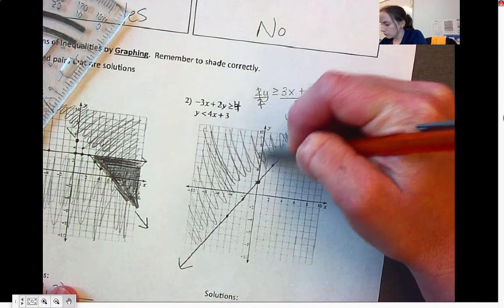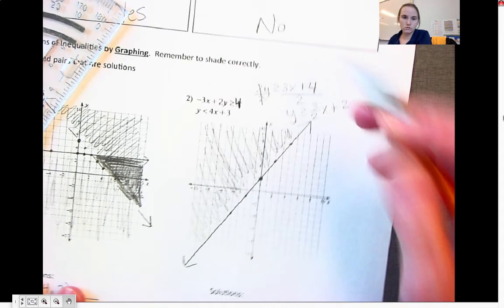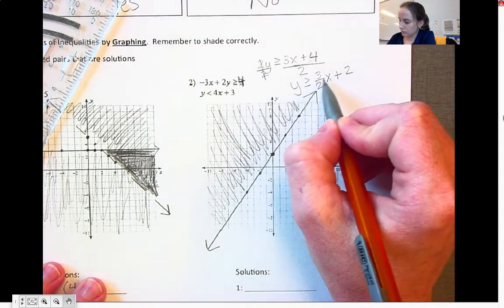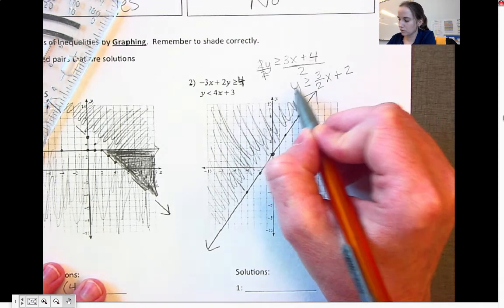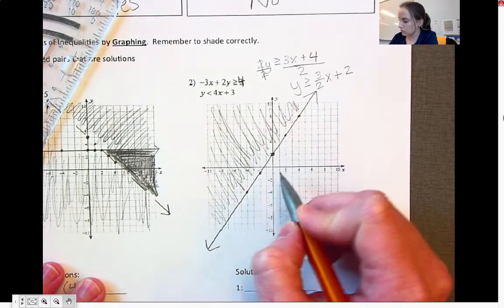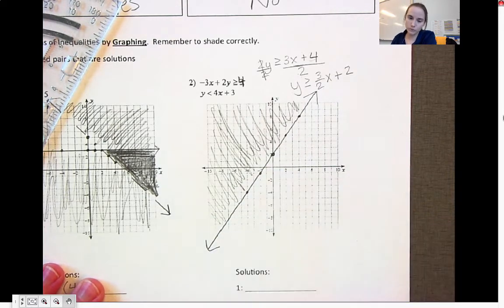Now, if you still want to do a test point, you could still choose 0, 0 and plug it in. This would be 0. This would cancel out and be 0. So you'd have 0 is greater than or equal to 2. 0 is not greater than or equal to 2. So notice we did not shade 0, 0.